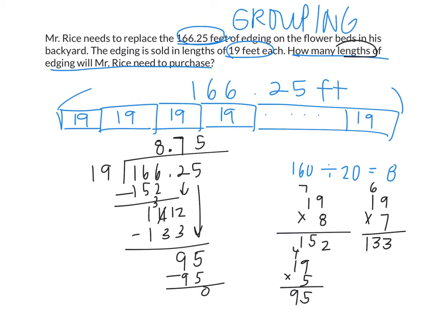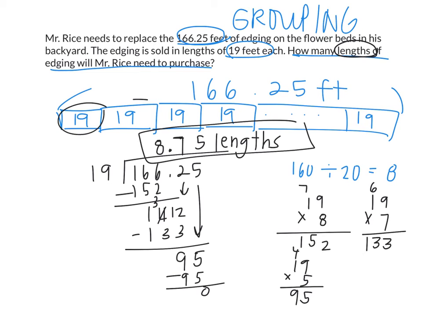But I have to look. It's not asking me how many feet. It's asking me how many lengths of edging. So I'm going to have to write my units is lengths. 8.75 lengths. So that means he's going to have to buy 8.75 of these groups of 19 feet, sized groups, before he gets 166.25 feet.